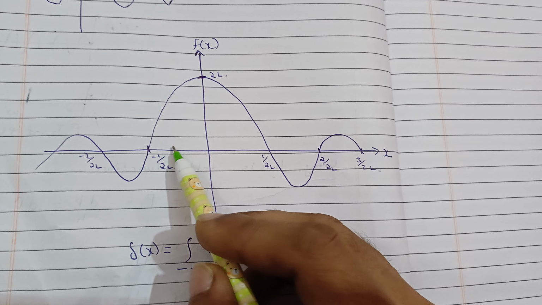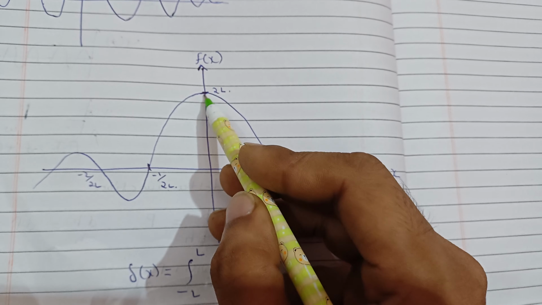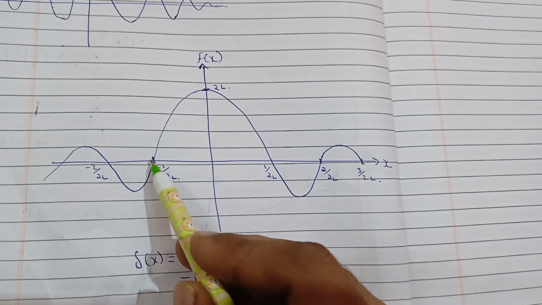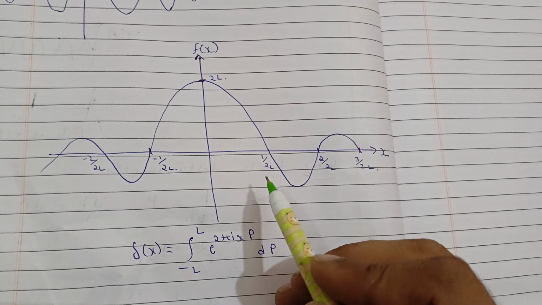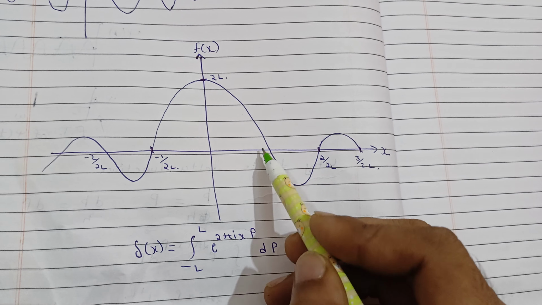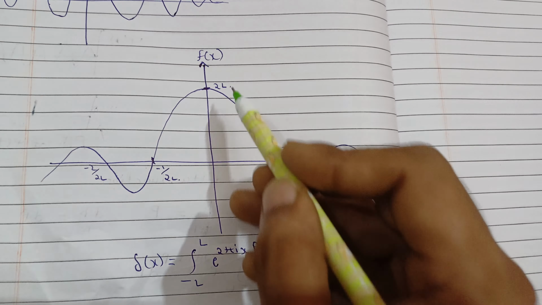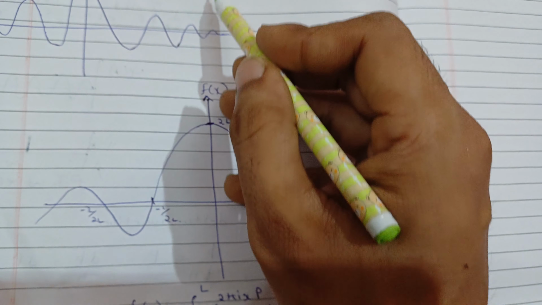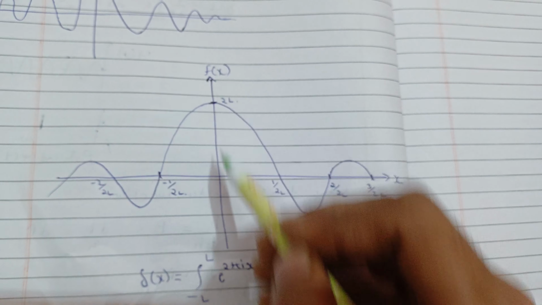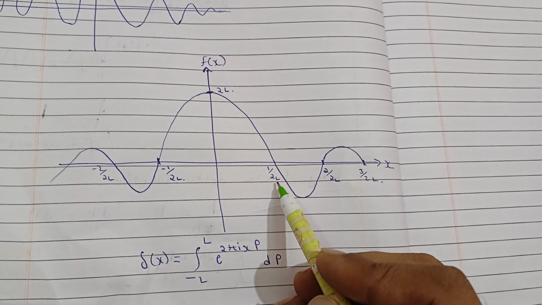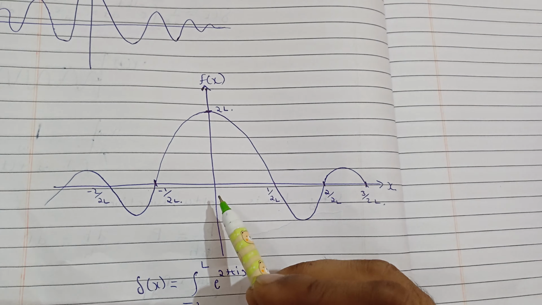When this is narrowing, as L is increasing, this point is going upward, and this is going this side, this is going this side. So when L tends to infinity, this value tends to 0. So this will go like here, and this will go like here, and as L tends to infinity, this will go like here. It will peak up. So when L tends to infinity, you can see that this is the same as the Dirac delta function.